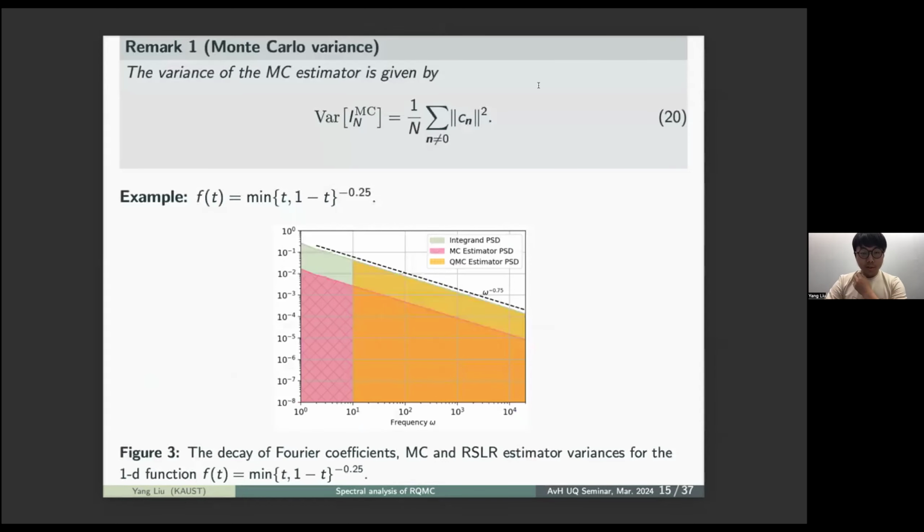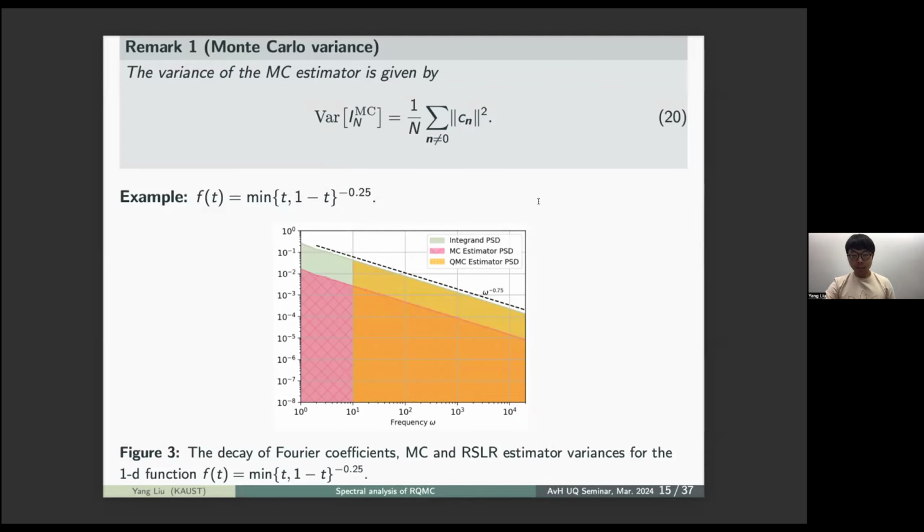If we compare with the Monte Carlo, the variance of the Monte Carlo estimator is given by 1 over n times the summation of the norm squared Fourier coefficients, except at the origin. If we consider this 1D example, this is an unbounded integrand. It blows up at the boundary. This function has a decay of the Fourier coefficients, and the decay rate is connected with this power here.